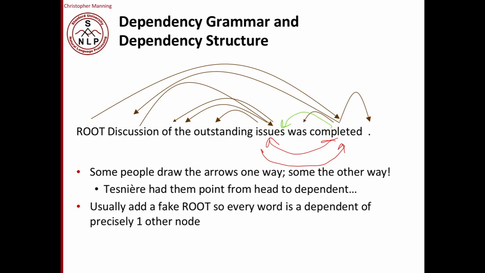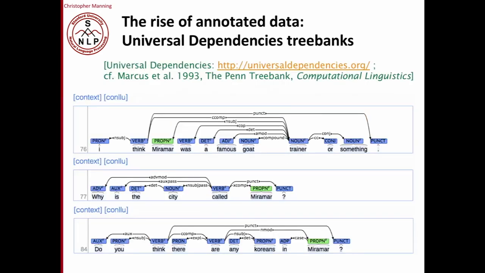Oh, sorry, I'm drawing that wrong. Whoops. Okay, but we go from heads to dependents. And usually it's convenient, in addition to the sentence, to have a fake root node that points to the head of the whole sentence. And so we use that as well.